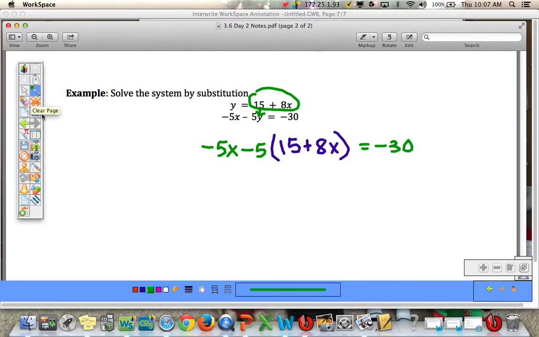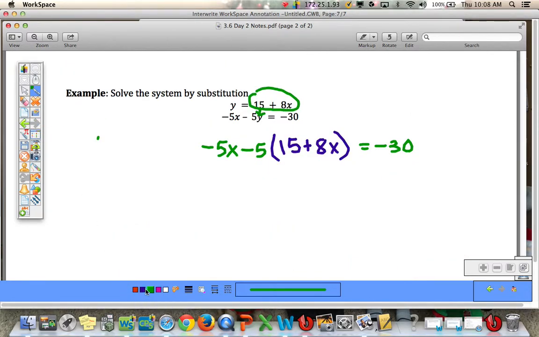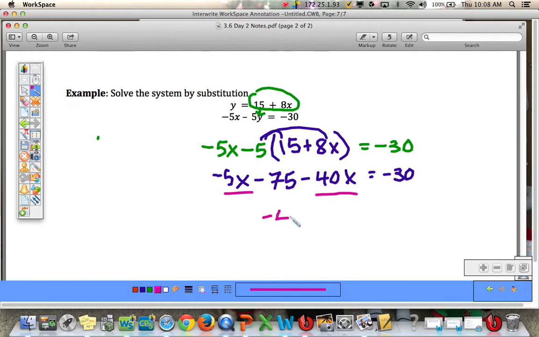So there's the first step in this process. We can go back here. So solve one equation for x or y. That was done. Substitute the first expression in the second equation. Now let's solve for the variable. Okay, so we're going to distribute here. Negative 5x minus 5 times 15, which is 75. And then negative 5 times 8x is negative 40x equals negative 30. Combine like terms. Negative 45x minus 75 equals negative 30. Get rid of the minus 75 by adding it to each side.